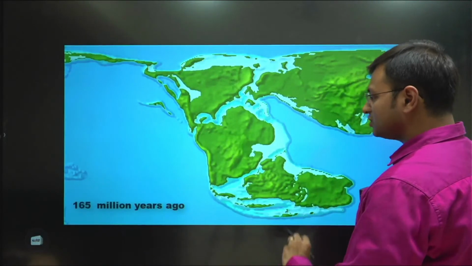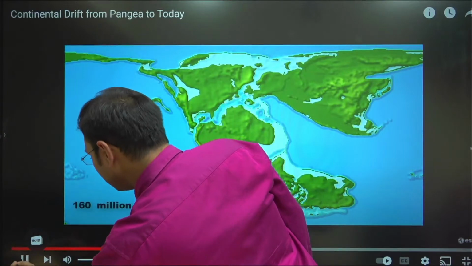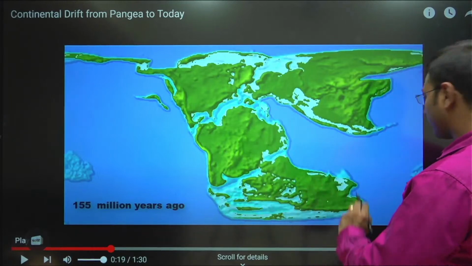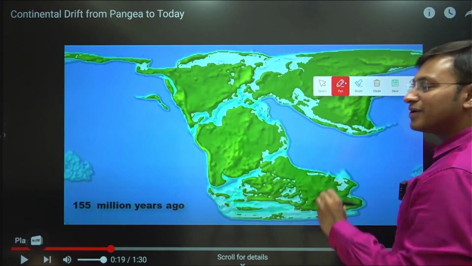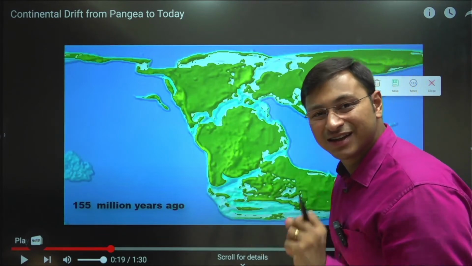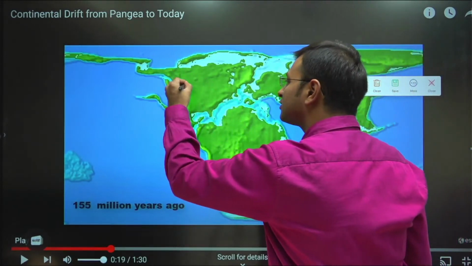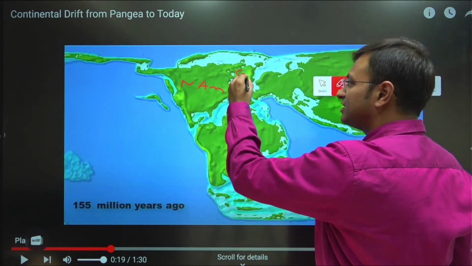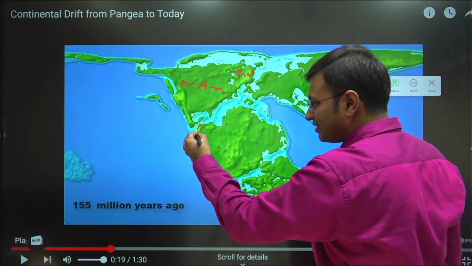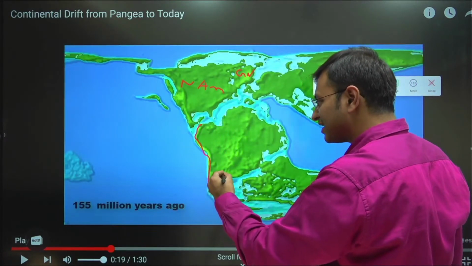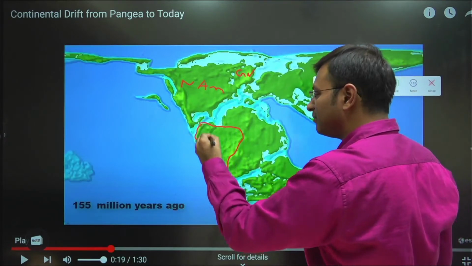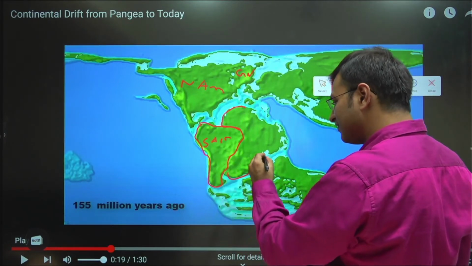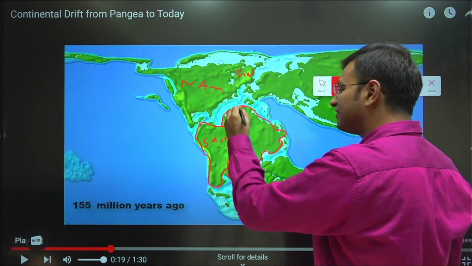Now, if you see over here, if I'm pausing this video, roughly 155 million years ago you can see the continental plates taking shape. This is our North America, our present day North America. This is our present day Greenland. If you see this coastline, this is our present day South America. This is our present day Africa. So if anyone asks you, were South America and Africa joined?